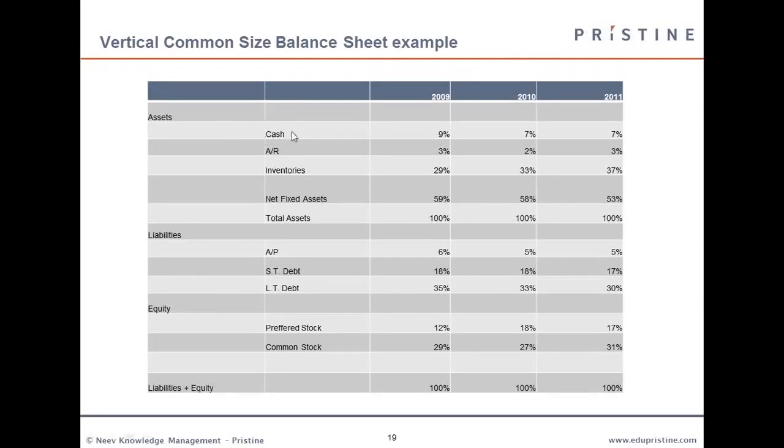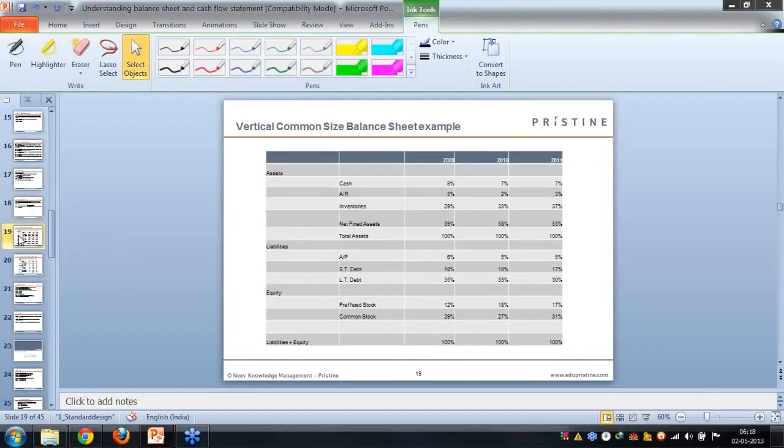As I said, these are the assets: cash, accounts receivable, inventories, and fixed assets, which are the long-term assets. Across years, they are reported as a percentage of total assets. So cash is 9% of total assets in 2009, while it is 7% of total assets in 2010. In a similar way, we have liabilities. Everything is as a percentage of total assets.